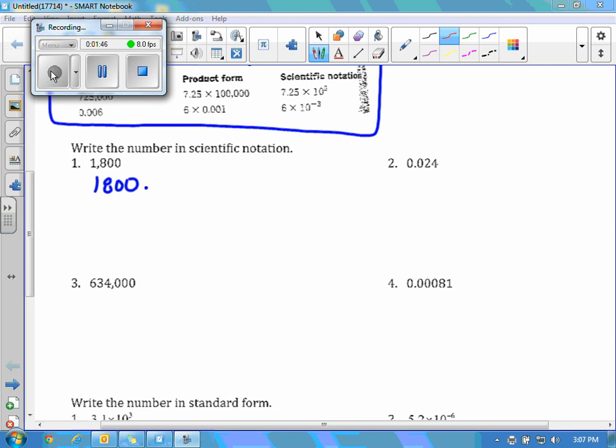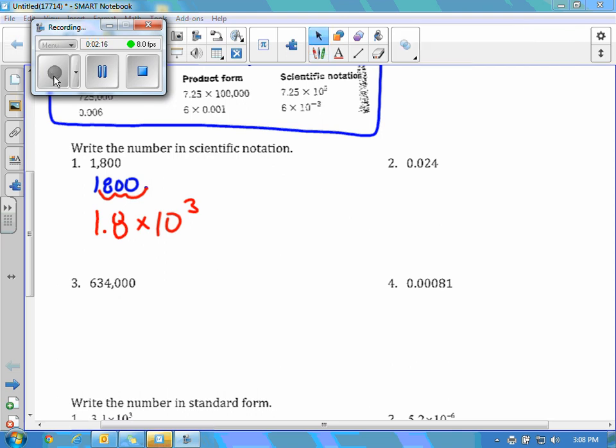So I need to put my decimal point at the end, and then I need to move it so that I only have one number left of the decimal. I'm going to move my decimal 1, 2, 3 places so that I have 1.8 as the first part. Again, that number is greater than 1, but less than 10. Then I put times 10, and since I moved it 3 places to the left, I'll put a positive 3 right there. Again, if I move to the left, I have a positive exponent.